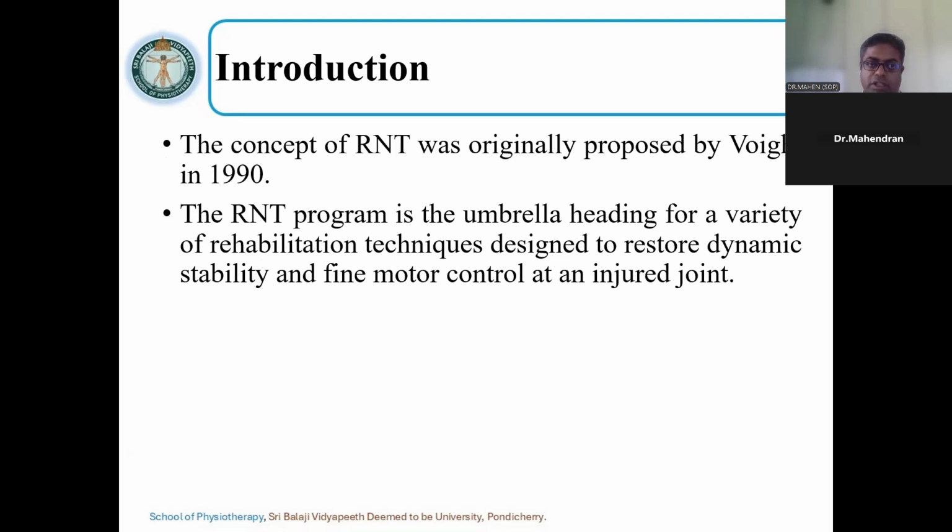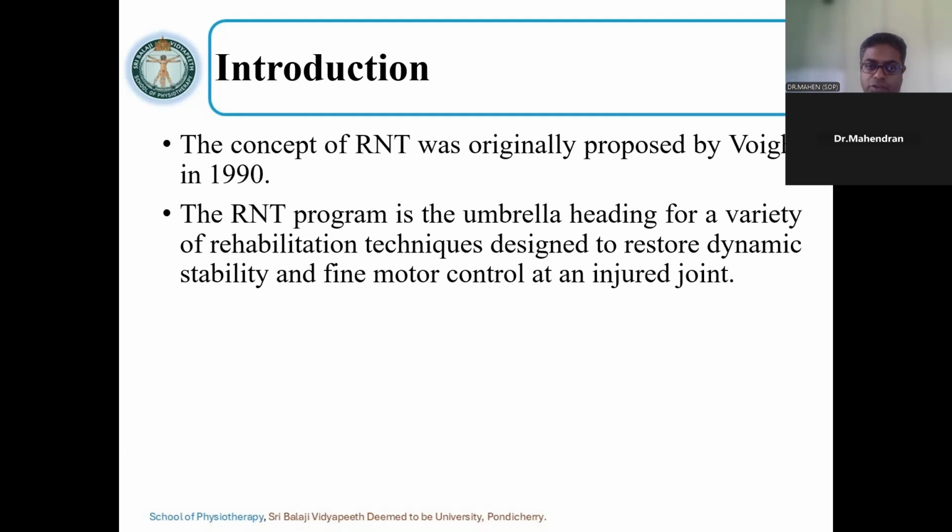Let's start with an introduction. The concept of RNT was originally proposed by White in the year 1990. Such a golden technique. The RNT program is an umbrella heading for a variety of rehabilitation techniques designed to restore dynamic stability and fine motor control. So there are two purposes of this technique. One is to restore the dynamic stability and the other is to restore the fine motor control.